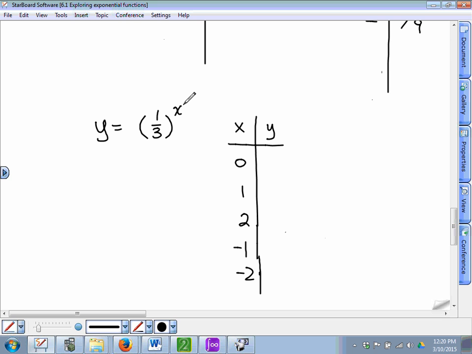If you plug in a 0 for x, it's 1. And then if you plug in a 1 for x, you're going to get 1/3 to the first power, which is 1/3. Ooh, tough one. What if you plug in a 2? You get 1/9. 1/3 squared means 1/3 times 1/3, which is 1/9.